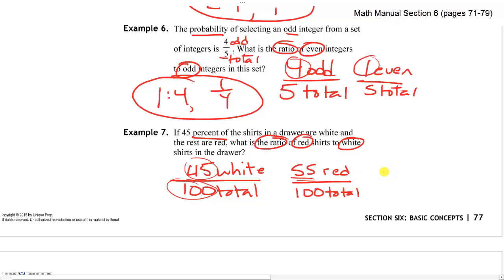They want the ratio of red to white, so we're just going to do 55 to 45. I'm going to write this one as a fraction, 55 over 45, and that reduces to 11 over 9, I believe, but I'm going to check it in my calculator just to be absolutely sure. I'm going to enter that, and I've got 11 over 9. So that is my ratio of red to white shirts, which is what the question was asking.